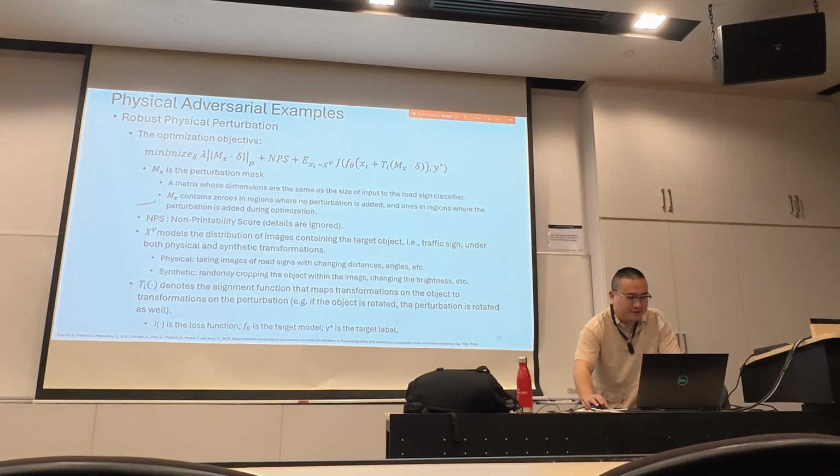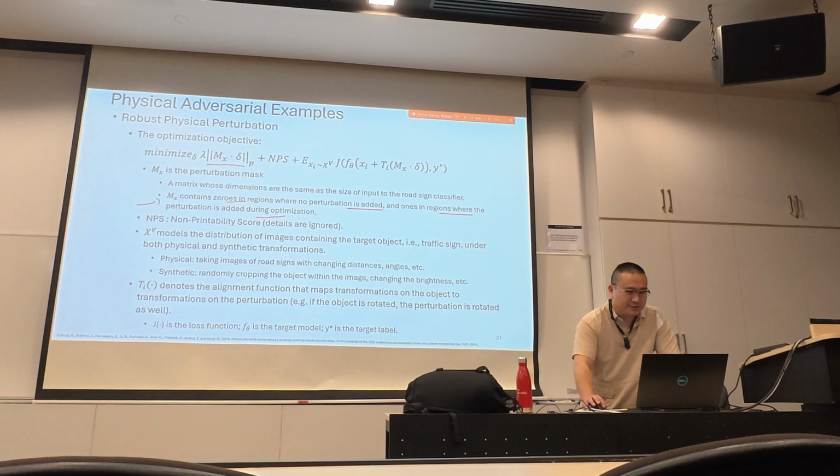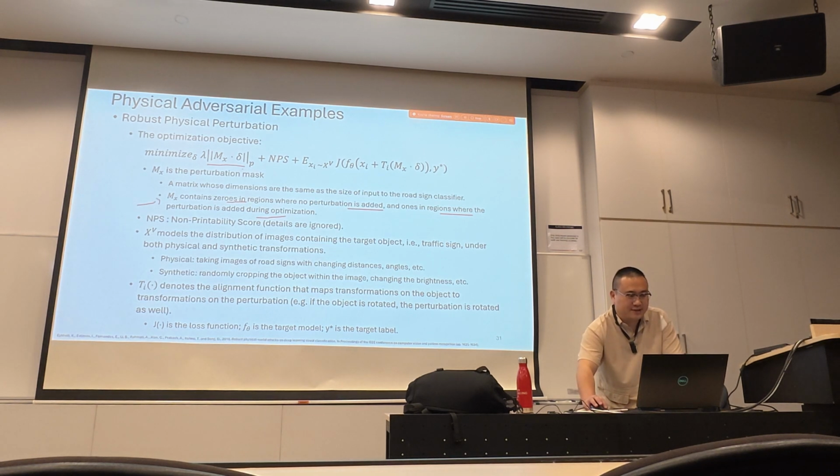So here are the details. For the mask, it contains zeros in the regions where no perturbation is added, and ones in the regions where the perturbation is added during the optimization. So we use the mask to filter out the perturbations that cannot be put on the road sign. And we also try to minimize the Lp norm, because we still want the perturbation to be as small as possible, so that it will not cause suspicion from others.